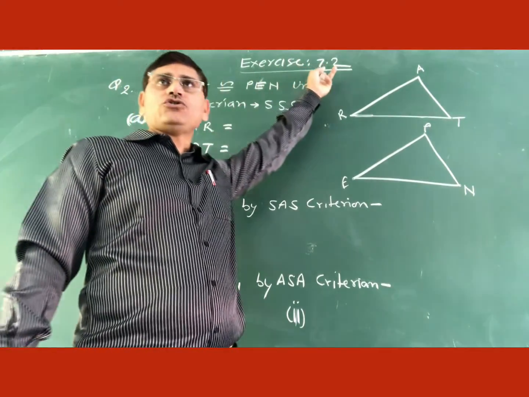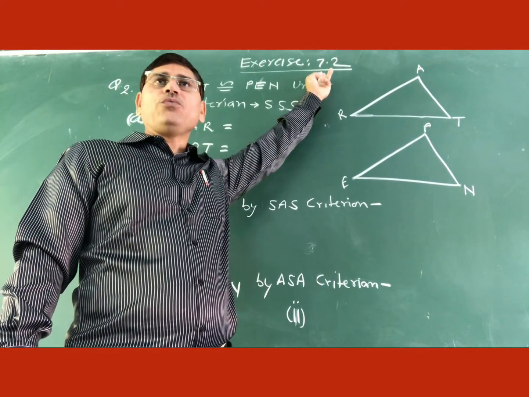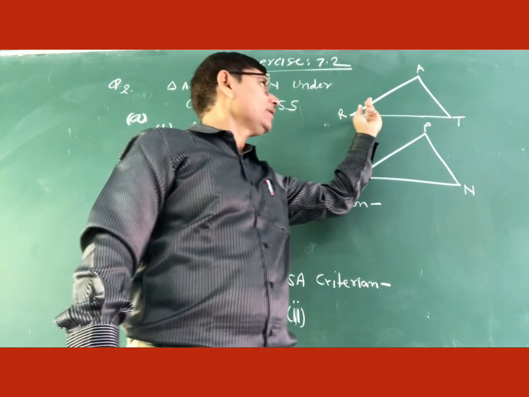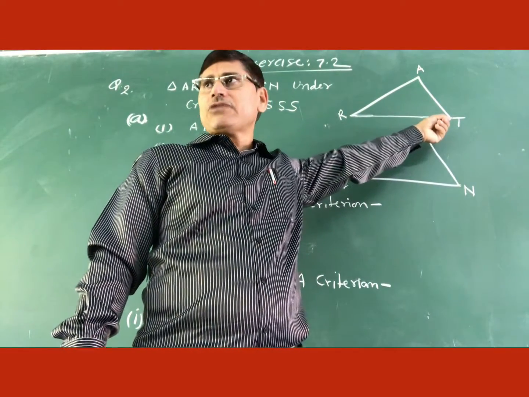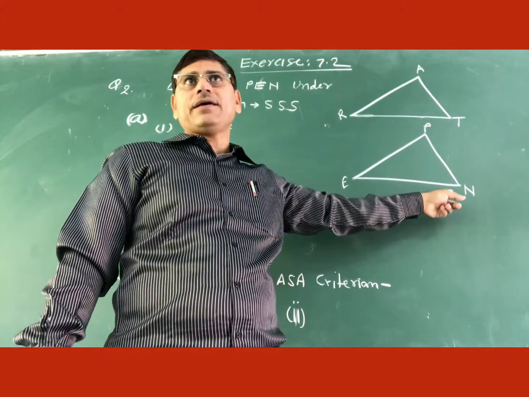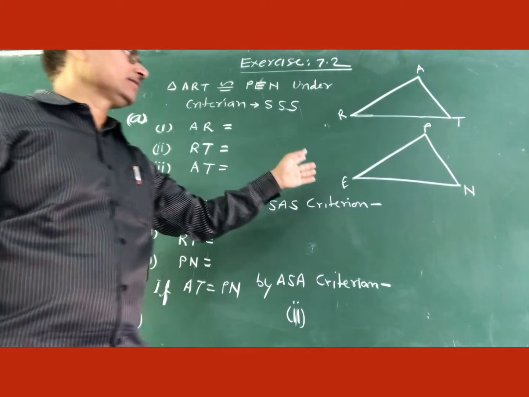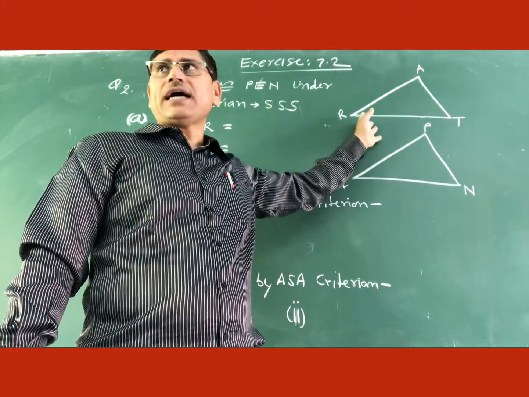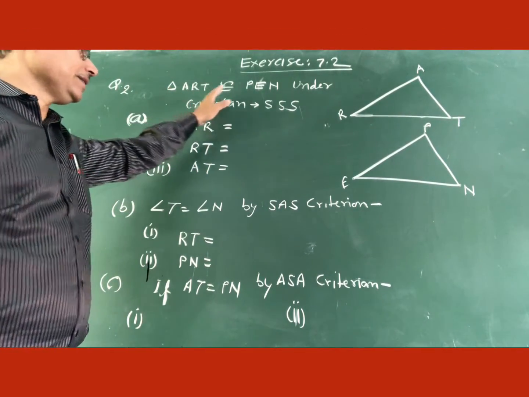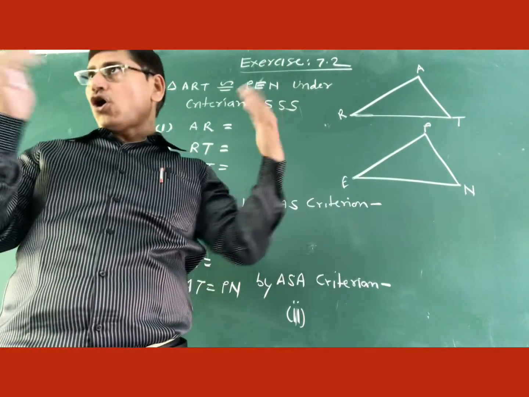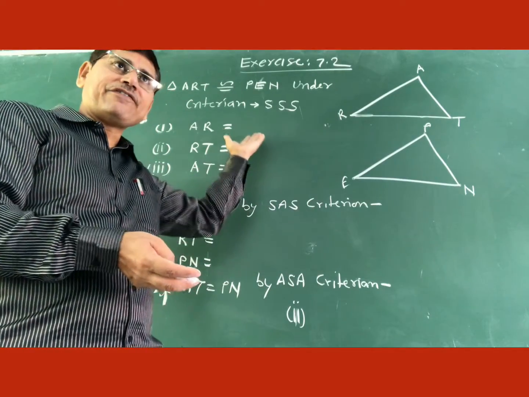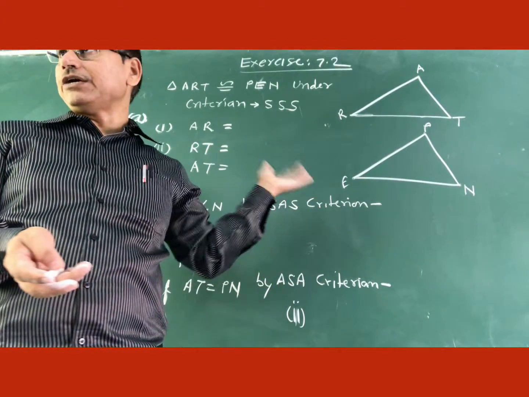Exercise 7.2, that is the chapter Congruency of Triangles, and here is the given diagram. ART is a triangle and this is the second triangle, PEN, and there are some questions based on these two diagrams. Part A says that if these two triangles are congruent under different criteria, then give the answer.